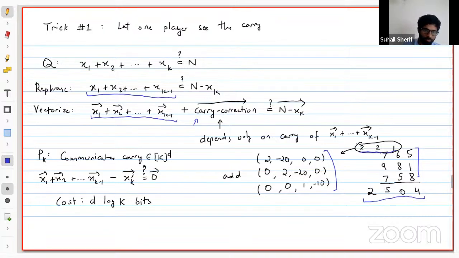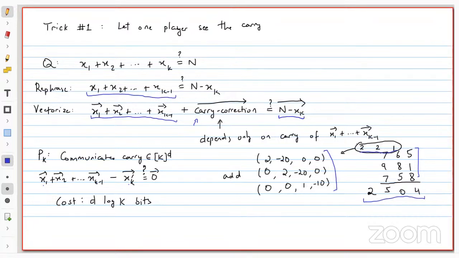So you've found an instance of vector exactly n, where x1 to xk minus 1 are just the base Q representations. But the kth player's input is now the vector representation of n minus xk minus all of these carry correction vectors.